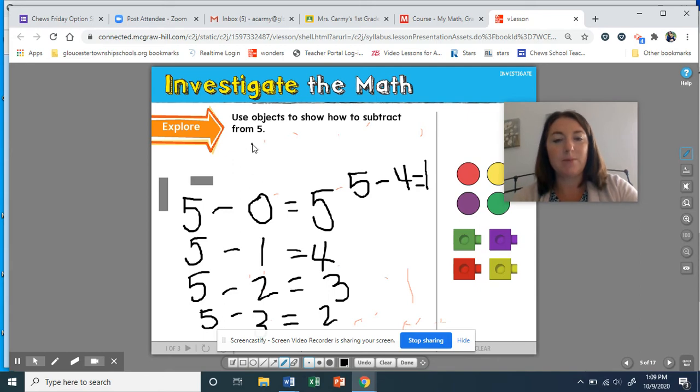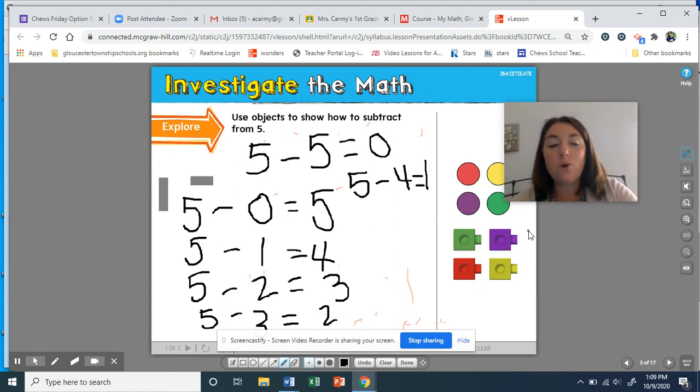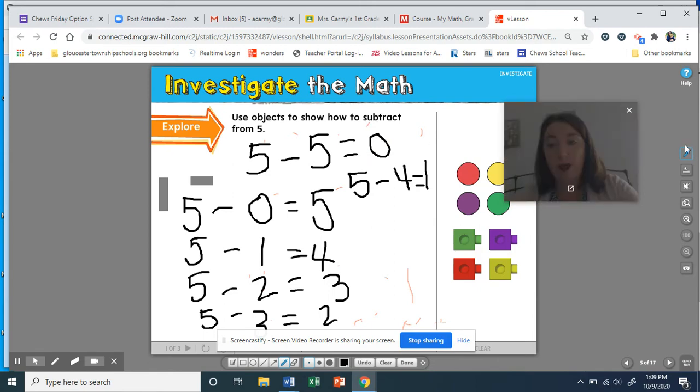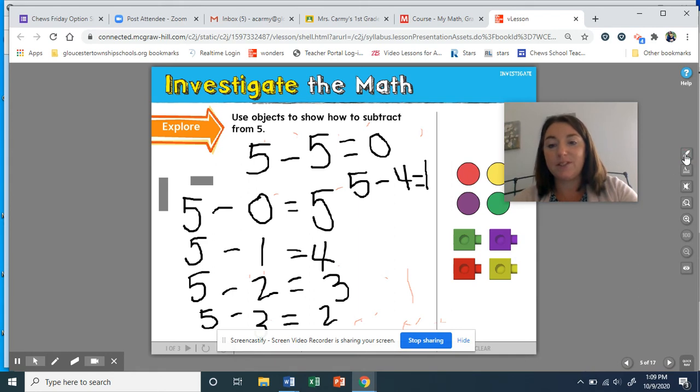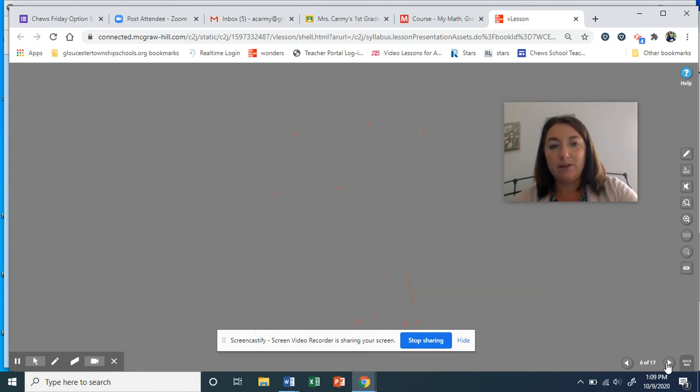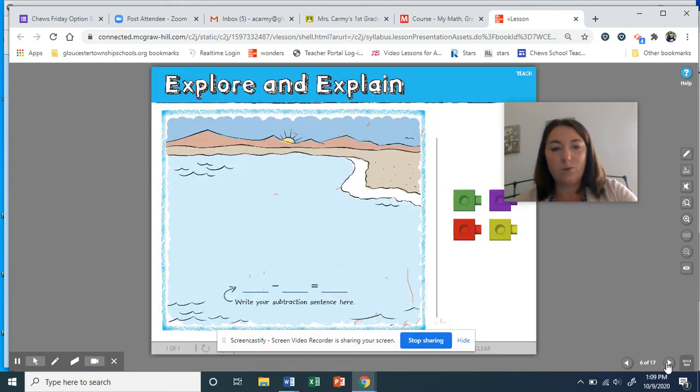So I'm going to put this up at the top. So 5 minus 5 equals 0. All right, good job, boys and girls. So that now you know all the different ways to subtract from 5, and you know the answers, or the differences. Very good.